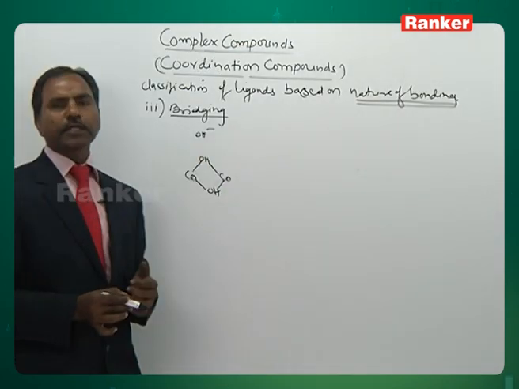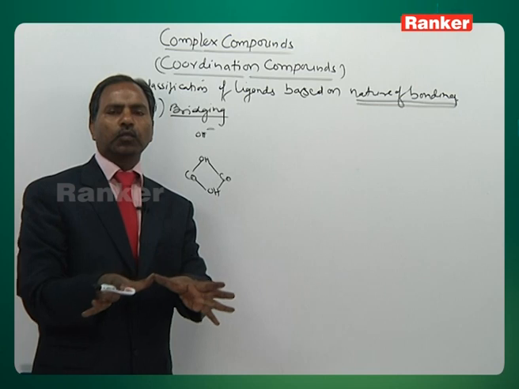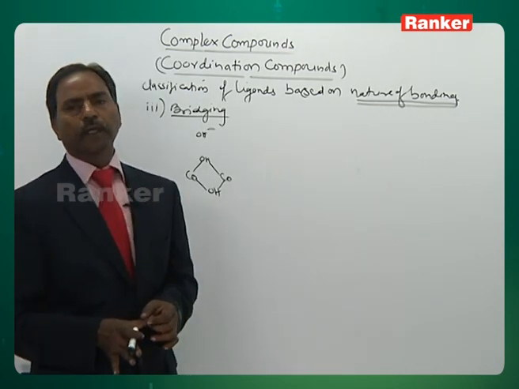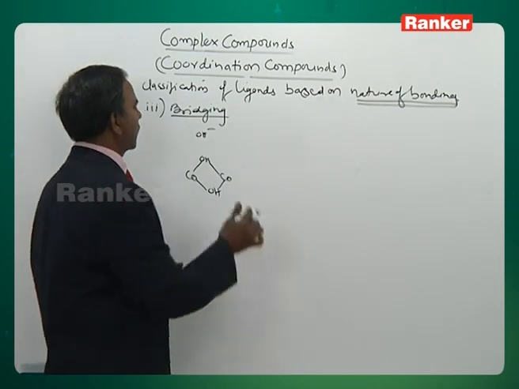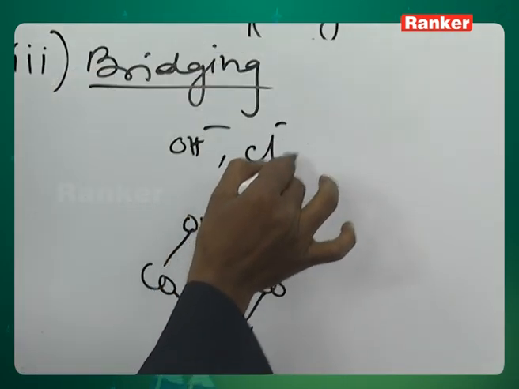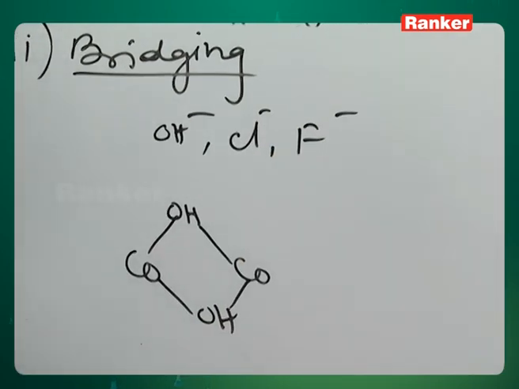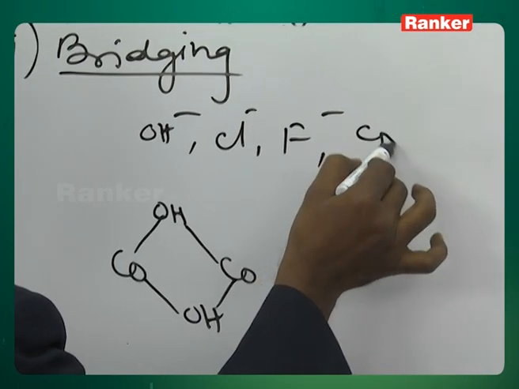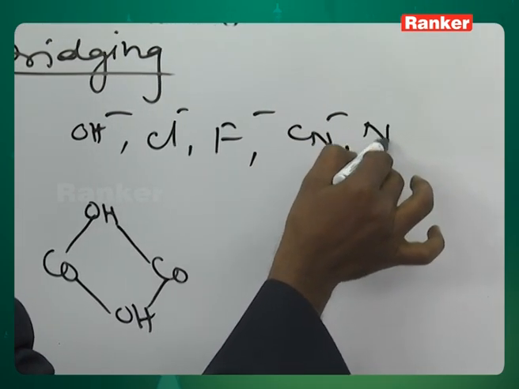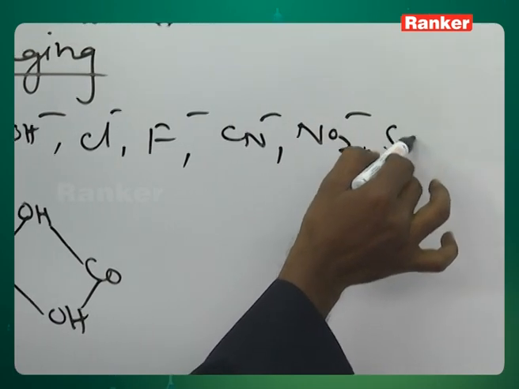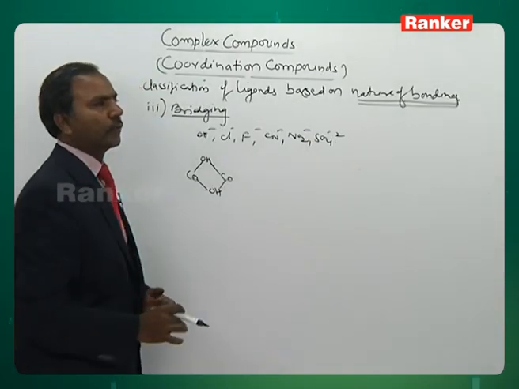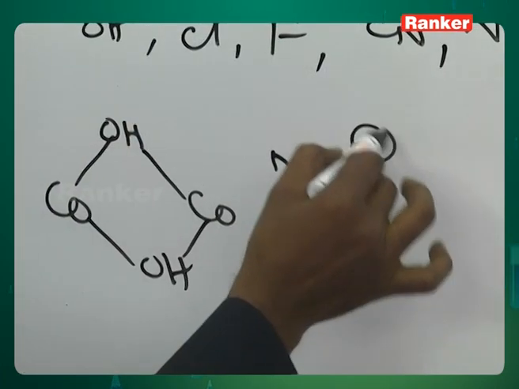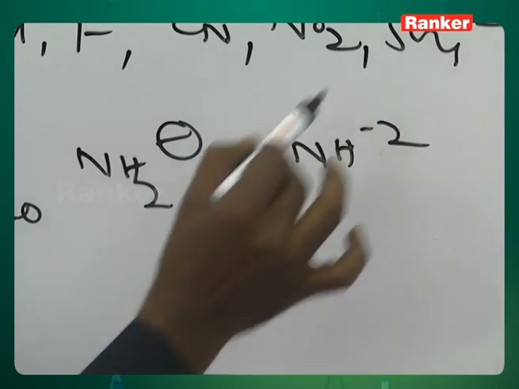So some of the ligands are capable of forming 2 sigma bonds with the 2 metal atoms, acting as a bridge between the metal atoms. Such ligands we call bridging ligands. Under this you can take examples like OH minus, Cl minus, F minus. So OH minus, chloro ligand, fluoro ligand, and you can take CN minus, NO2 minus, and the sulfato ligand can also act as a bridging ligand.